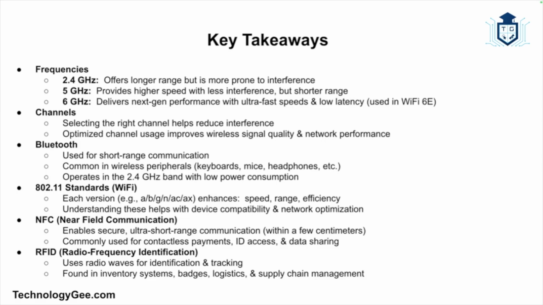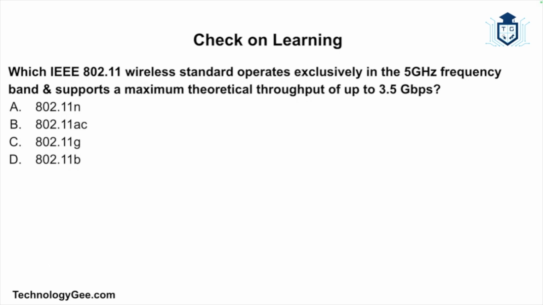We talked about Bluetooth, and this is widely used for peripheral connections and short range communication. We talked about the 802.11 standards, where each new version brings better speed, range, and efficiency. We also talked about NFC, which is a secure, ultra short range technology for payments and access. And we talked about RFID, which is versatile and widely adopted in tracking and identification. Now, by mastering these wireless networking technologies, you'll not only be prepared for the CompTIA A+ 1201 exam, but you'll also build a strong foundation for your future in IT support and networking. Now, with that being said, let's do some check on learning.